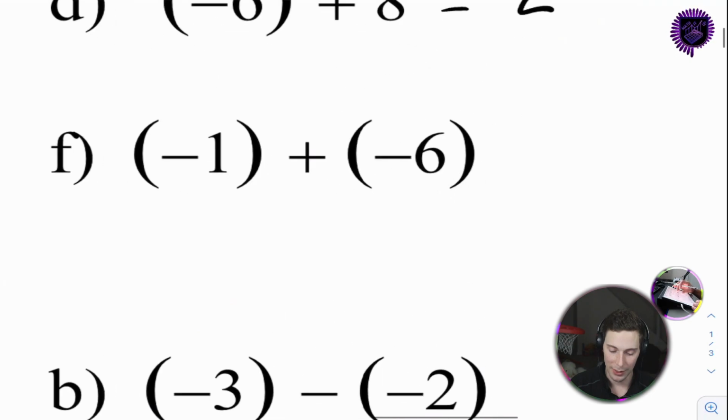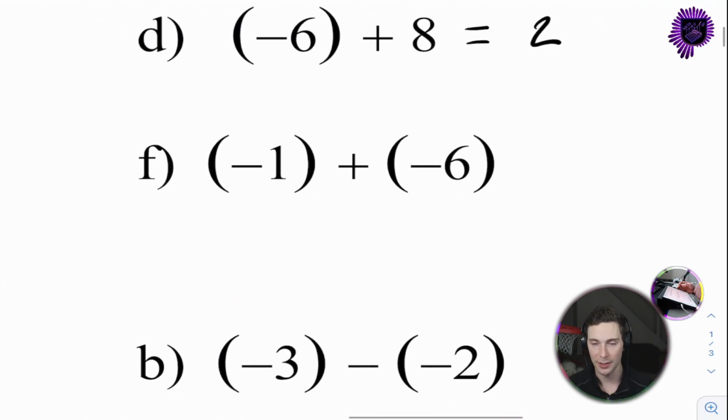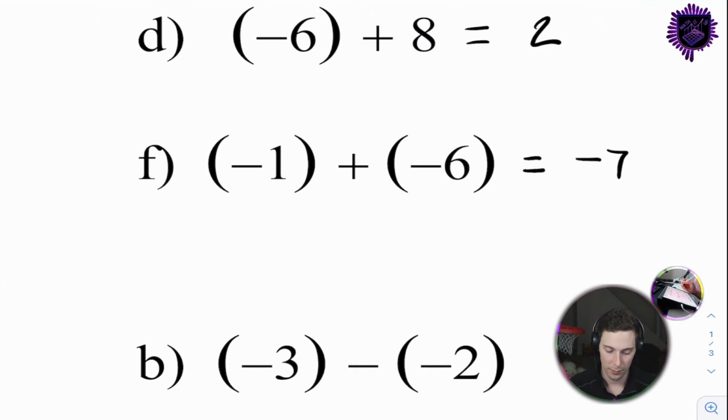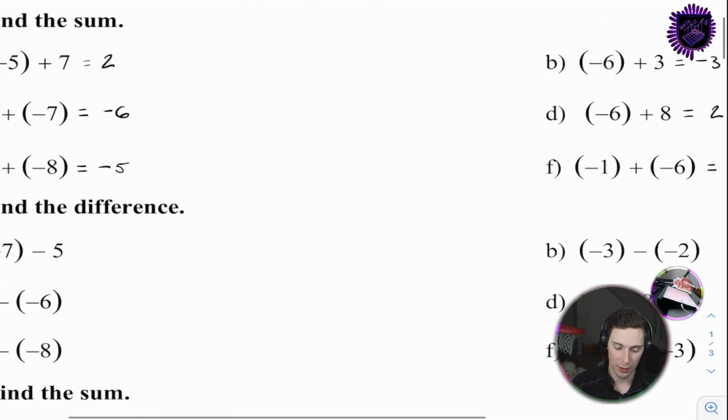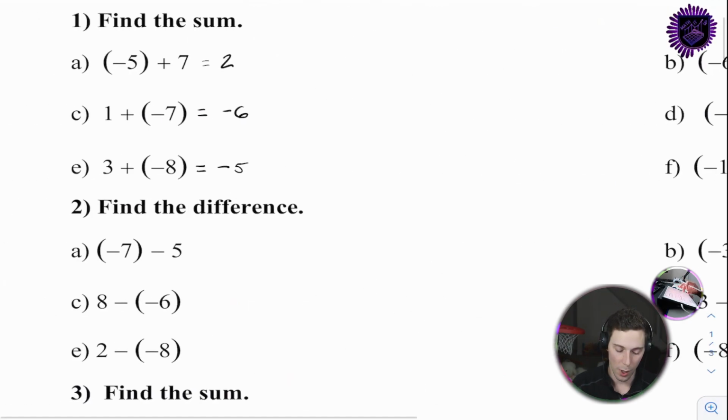Now this is the only one in this number set that has a negative plus a negative. This is the only one that you get to sum these two numbers together. We're going to sum these two numbers together. Negative 1 plus negative 6. We're going to sum them for 7, and it's negative 7. Negative 7 is our final answer for the 1 questions.